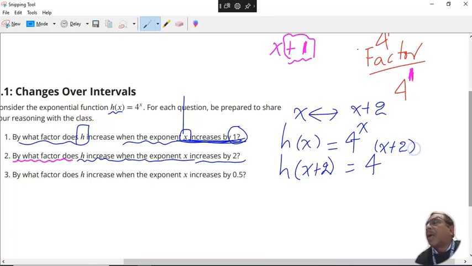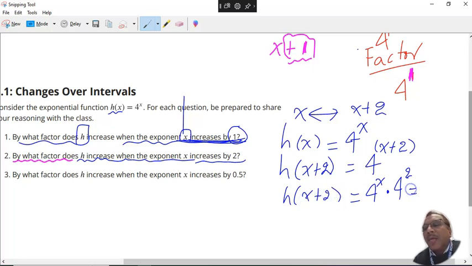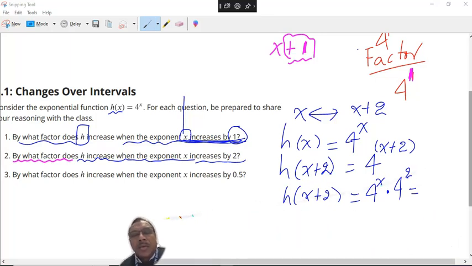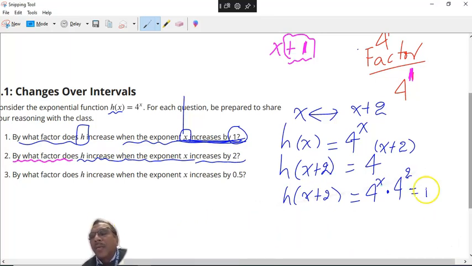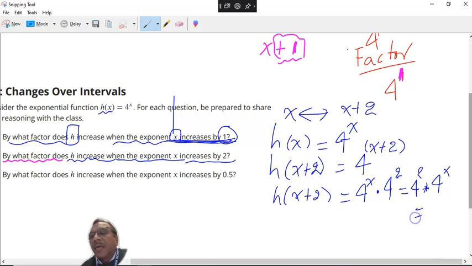See, so x is replaced by x plus 2, is that correct? And then we can separate this. How do we separate this? We can write this as 4 raised to x times 4 raised to 2. So this is h(x+2), but then we can always write this as 4 raised to 2 times 4 raised to x. But then 4 raised to x is h(x), so this is 4 squared times h(x).